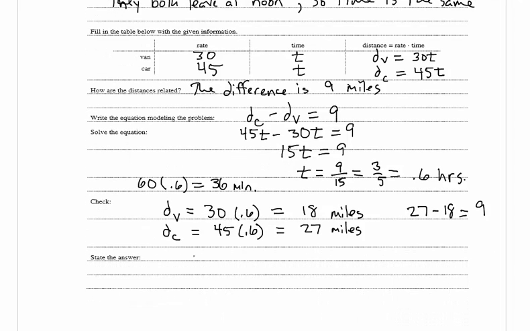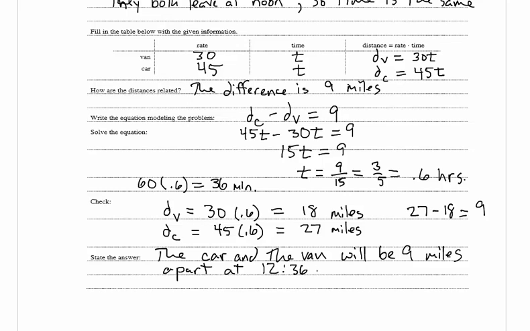So then to state our answer, we're going to say the car and the van will be 9 miles apart at, and now if they left at noon and it took them 36 minutes to get 9 miles apart, then it would be at 12:36 p.m. And that's all for this video on distance problem example 1.